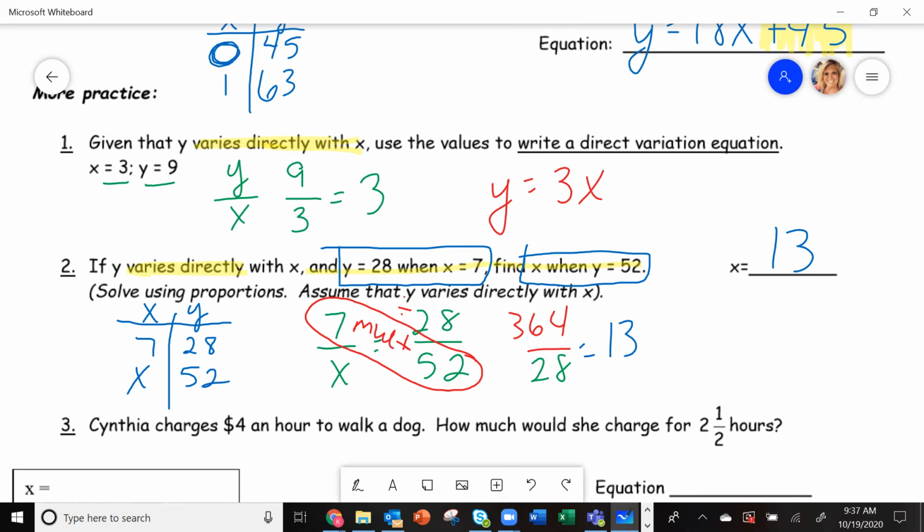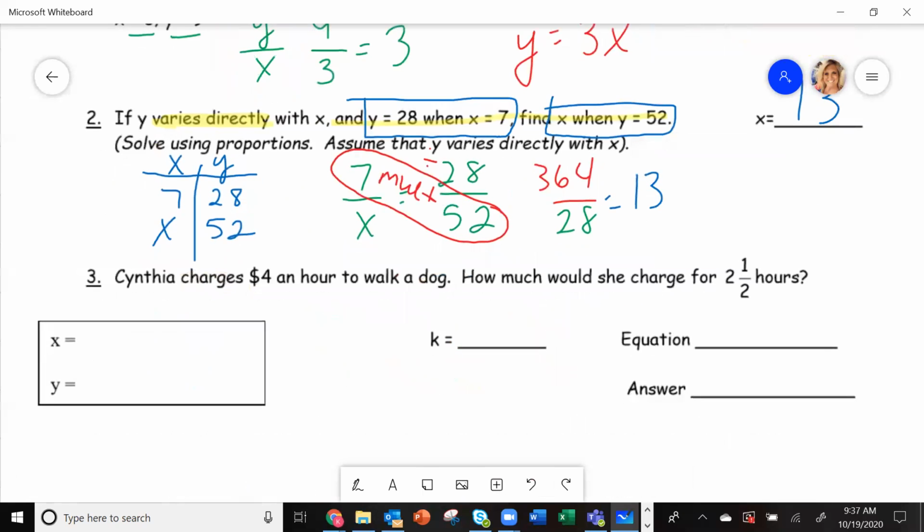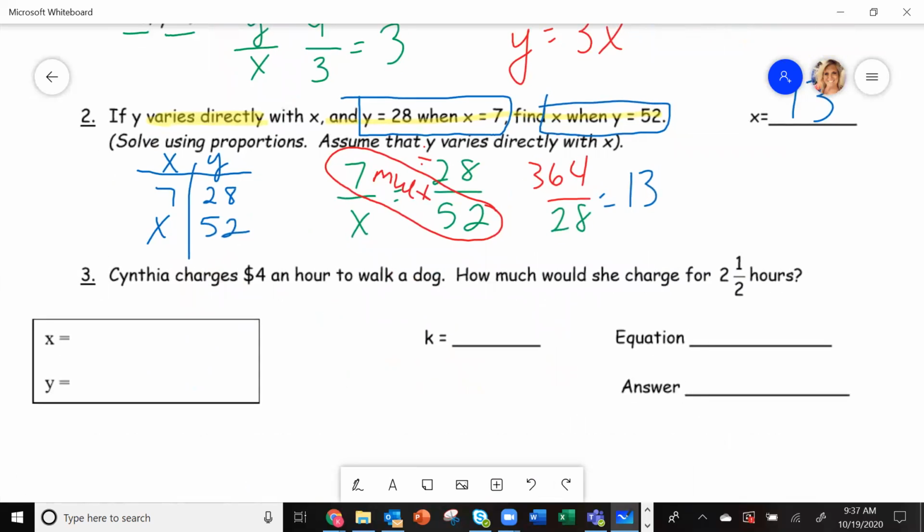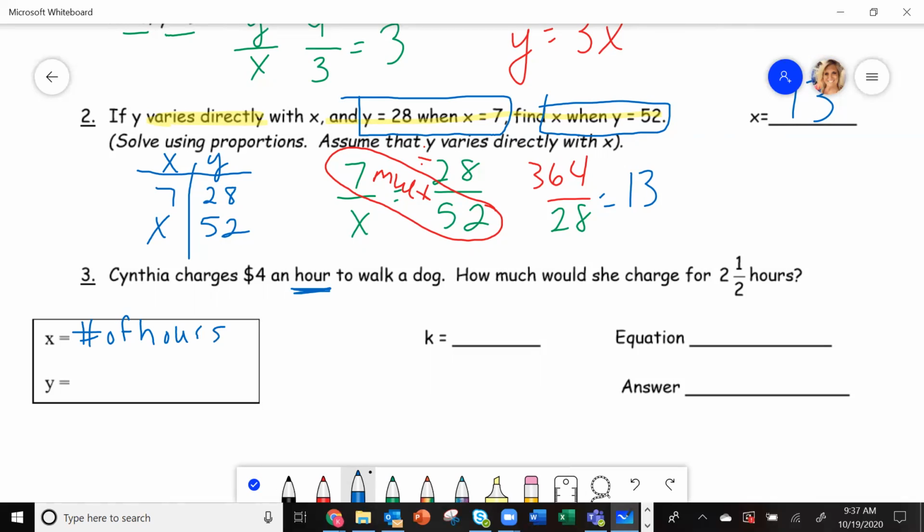Another type of problem that we can have with direct variation is this right here where it says, Cynthia charges $4 to walk her dog. How much would she charge for walking 2.5 hours? Well, what are the things we're talking about? We're talking about how many hours she's going to walk. So x is going to be the number of hours, and y is going to be the total charge.